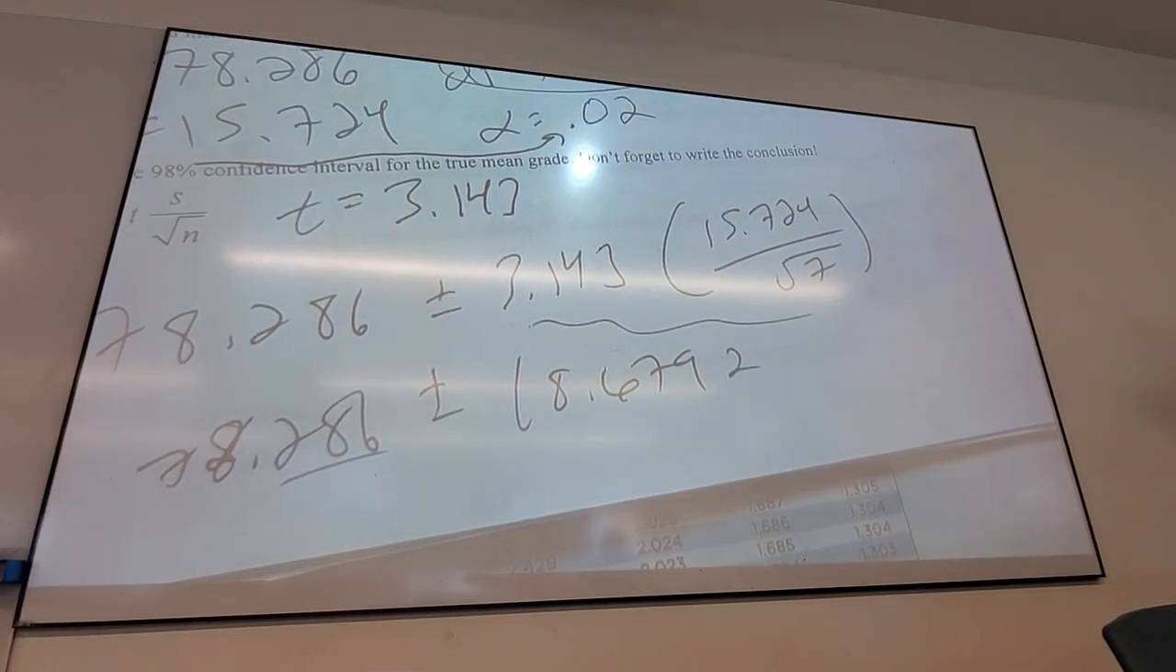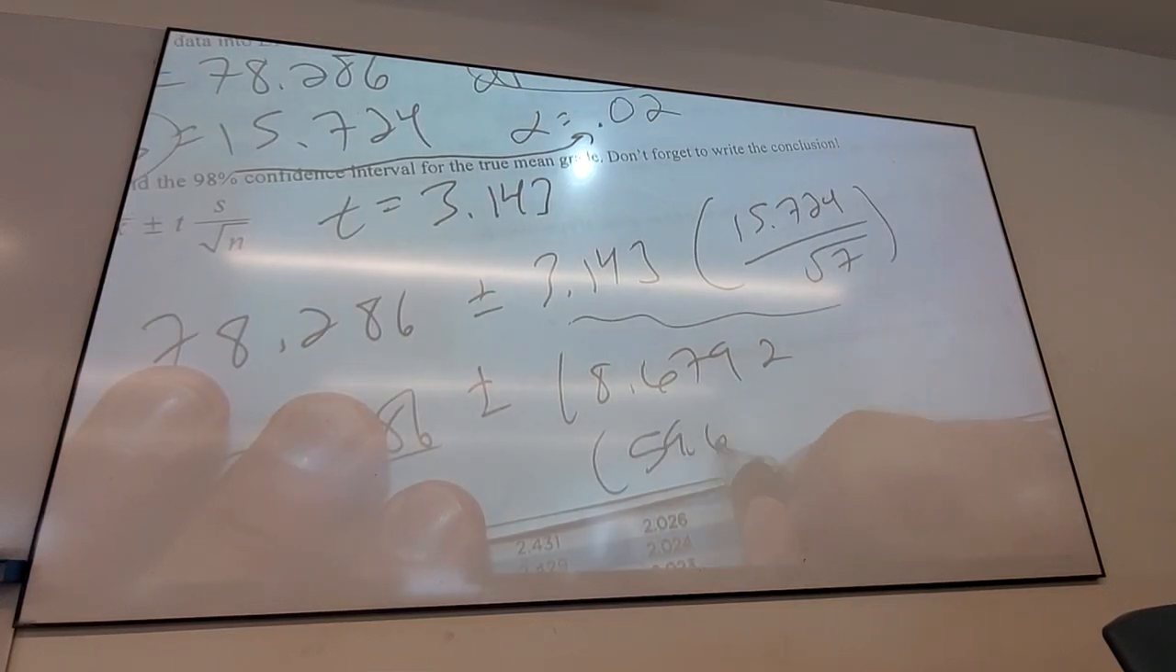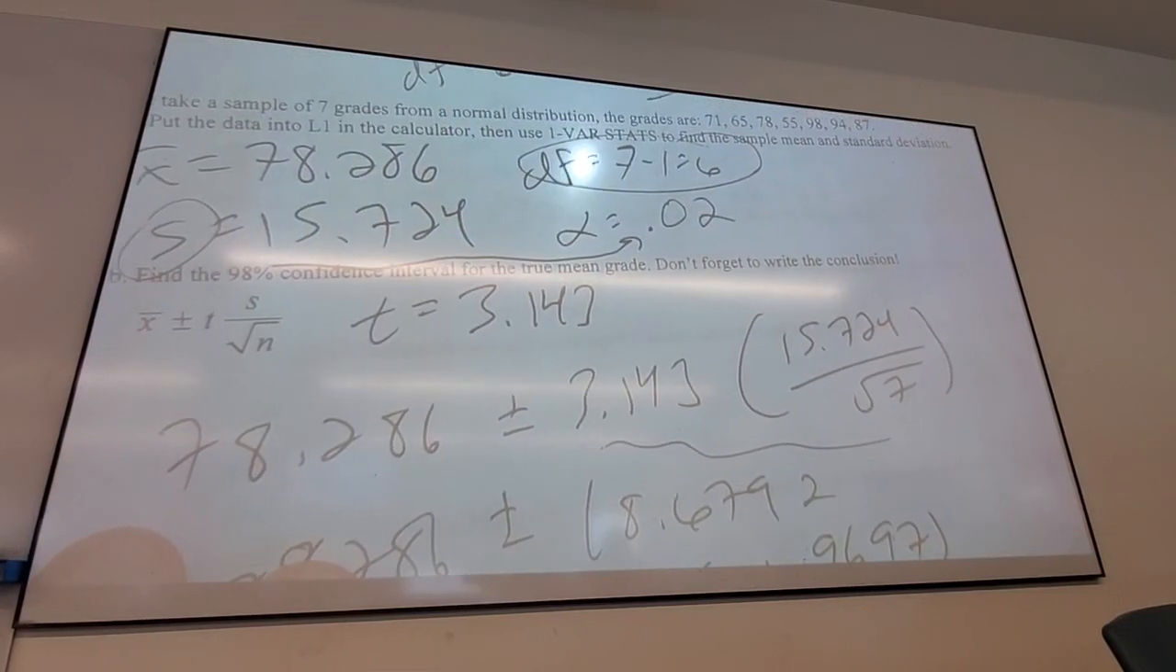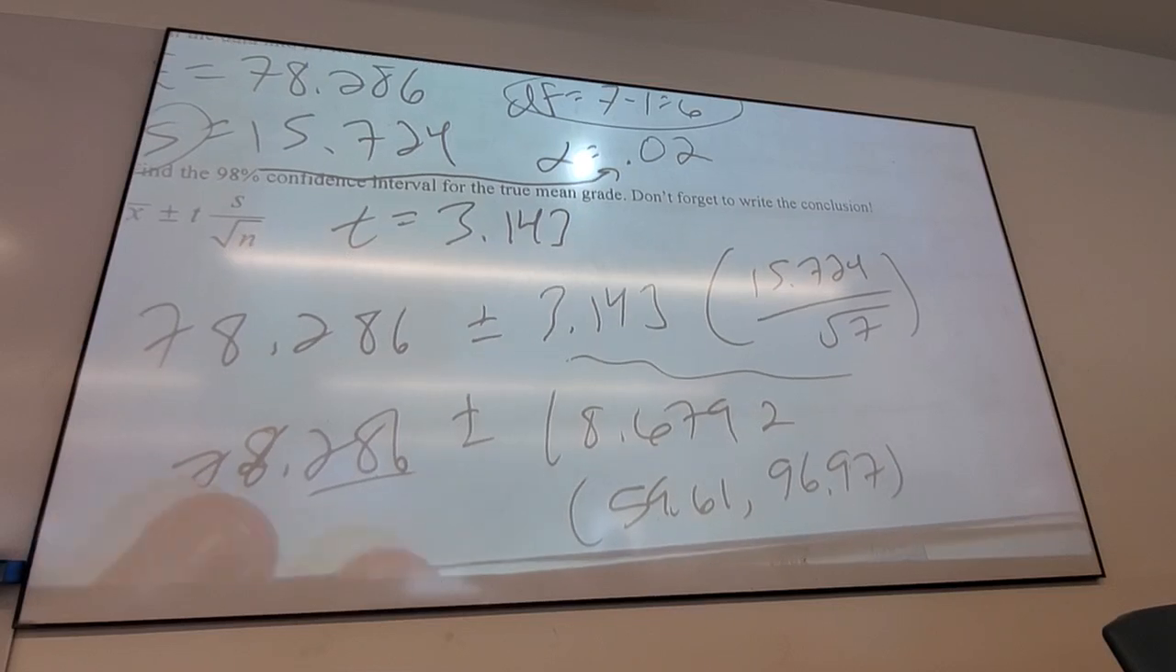And now you just subtract that and add it. It becomes something that's very not useful. So I get 59.61 roughly up to 96.97. This is an estimate for the true mean grade in a class.